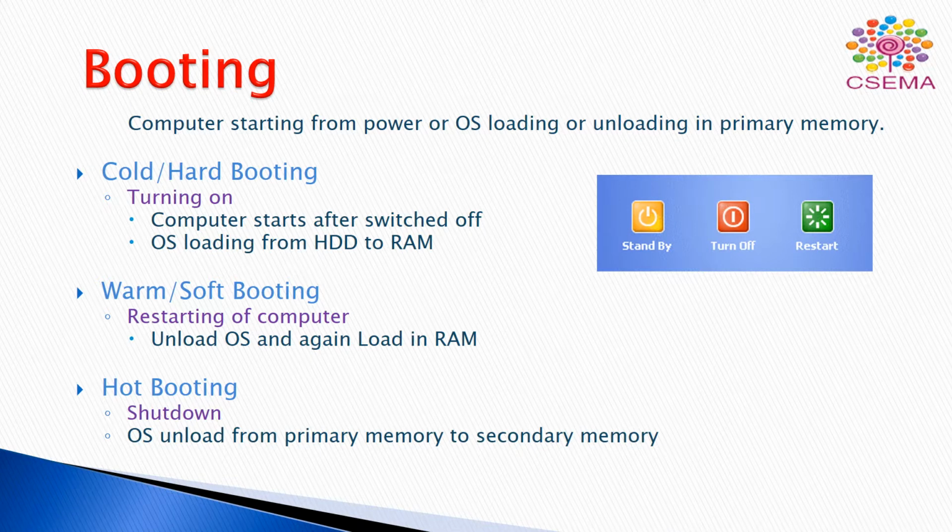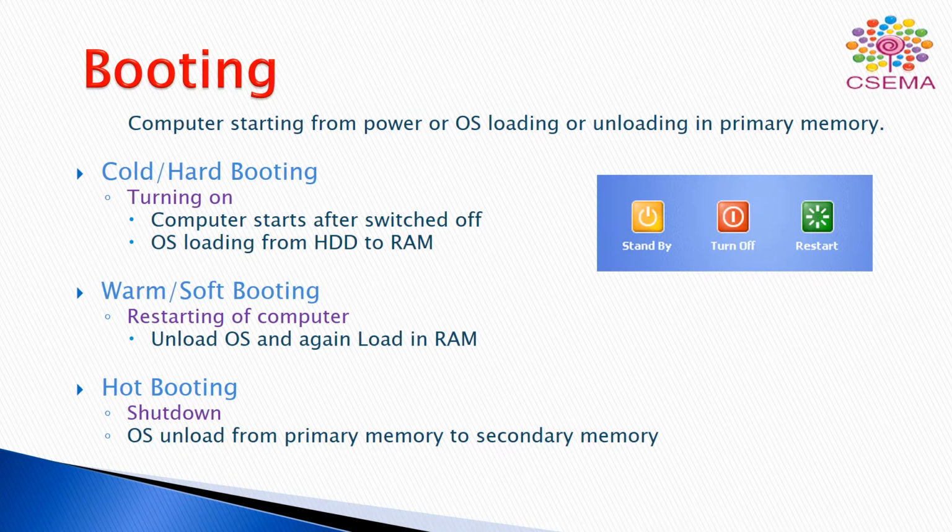The first one is cold or hard booting. When our computer is first turned on after being off for a long time, or we just switch on our computer, it is called cold booting or hard booting. In cold booting, our operating system is loaded from the hard disk, that is secondary storage, to RAM, random access memory, that is primary memory.